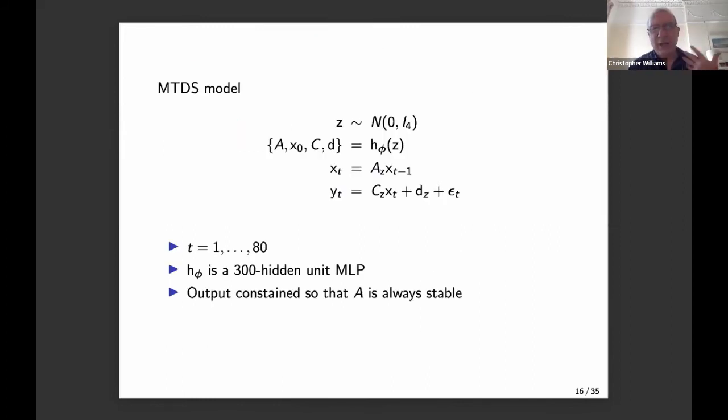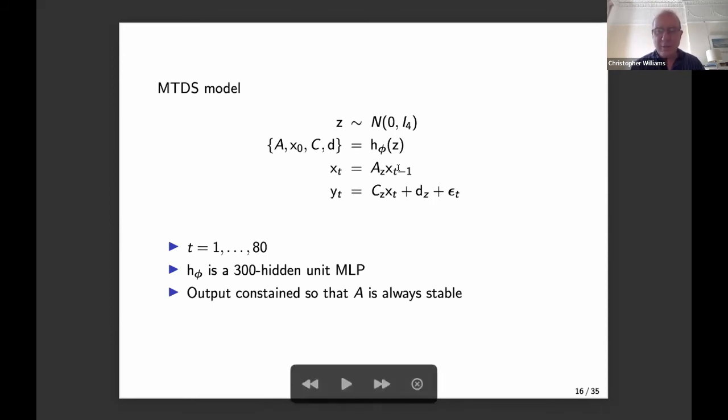So the MTDS model looks like this. We've got a 4-dimensional Z because we know that basically there are these 4 parameters. And so the different parameters of the linear dynamical system are functions of Z. And here we've got the dynamics. X of t is A sub z of x of t minus 1. And as we said, there's no noise in this case.